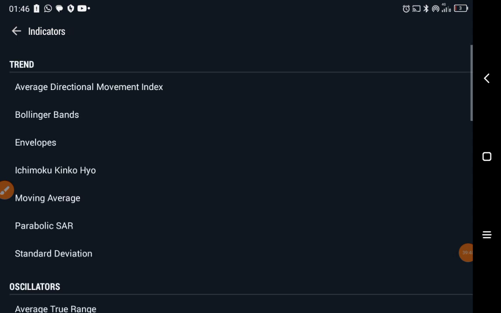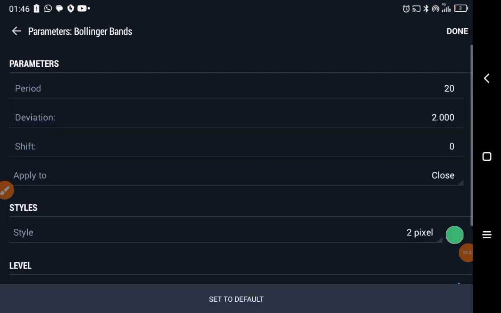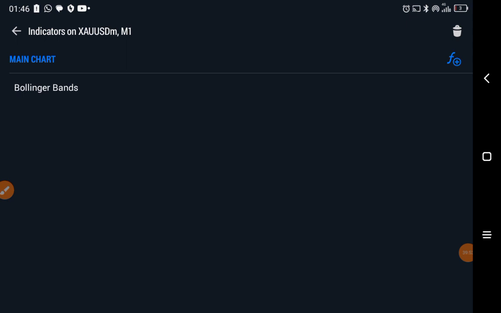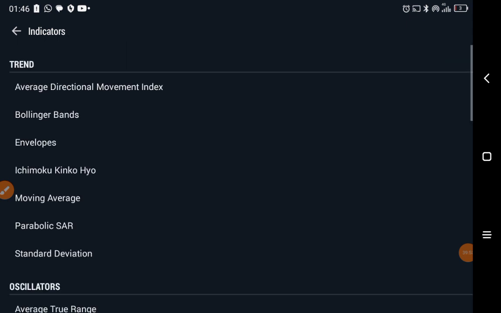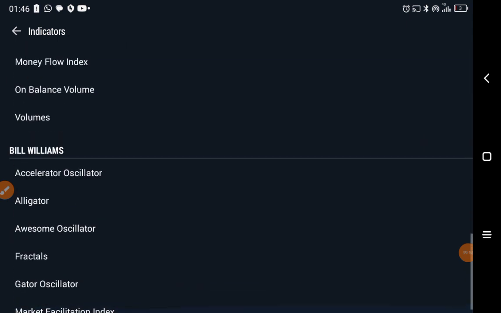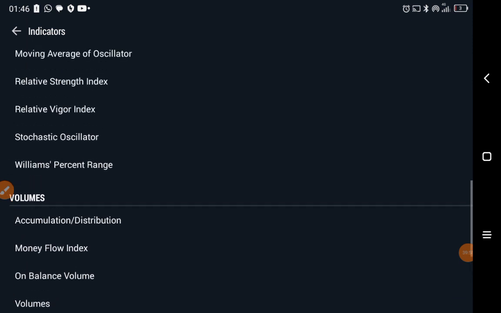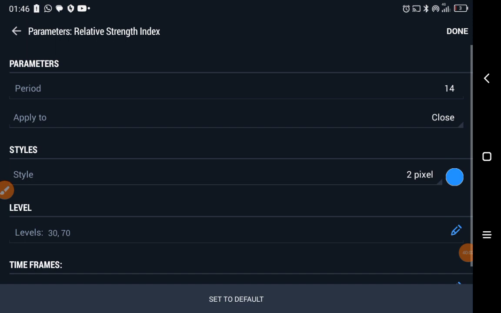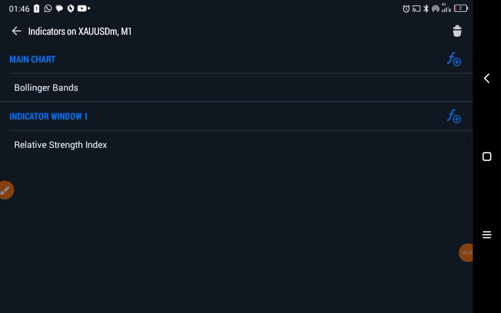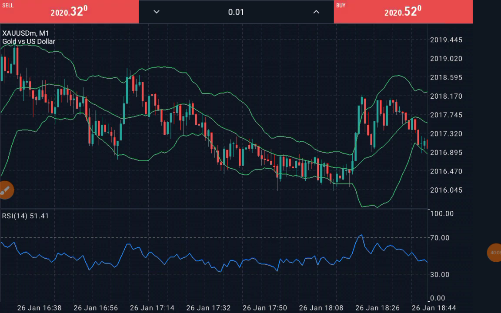It gives me joy. Or let's try Bollinger Band. You can add two at the same time. Okay, let's use RSI this time around. That's relative strength index. Let's add them. And okay, so just back your now.